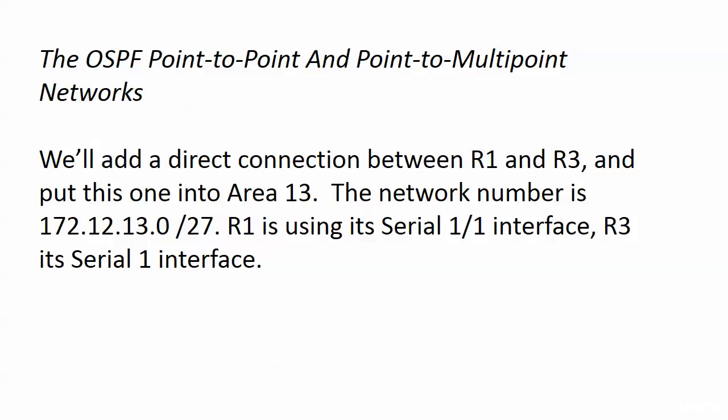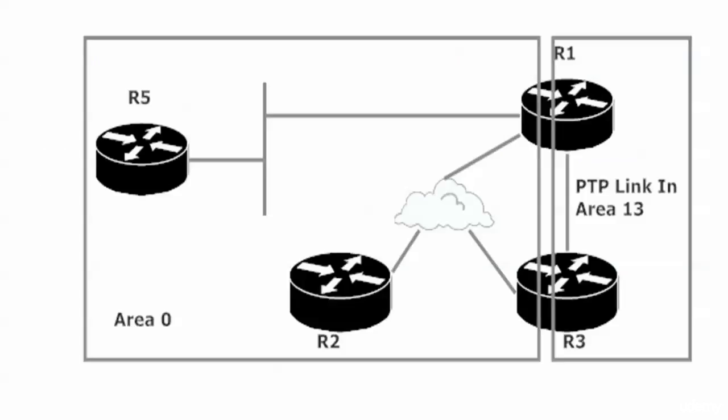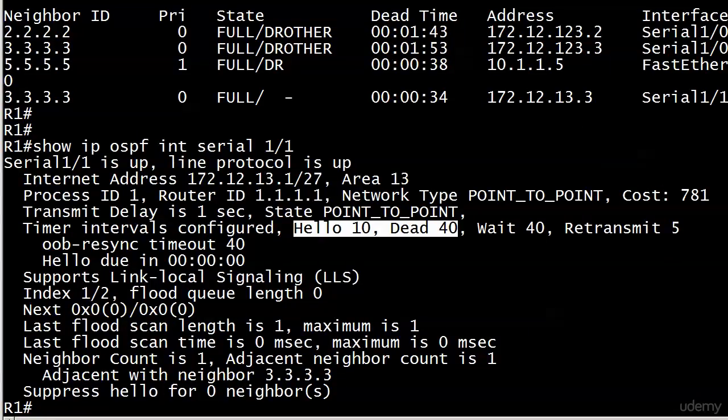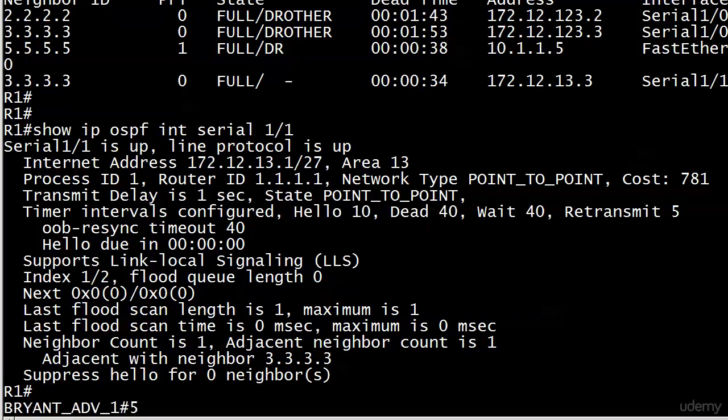OSPF considers a point-to-multipoint network to be a collection of point-to-point links. So you're going to see the same thing with the DR and BDR, and you're going to see the same thing with the timers. So that's good information to have. But again, routers 1 and 3, that segment, no DR, no BDR, and we also know the hello and dead times here by default are going to be 10 and 40 on our point-to-point link. Now, let's see, what else can we do here? Let's go over to router 5.